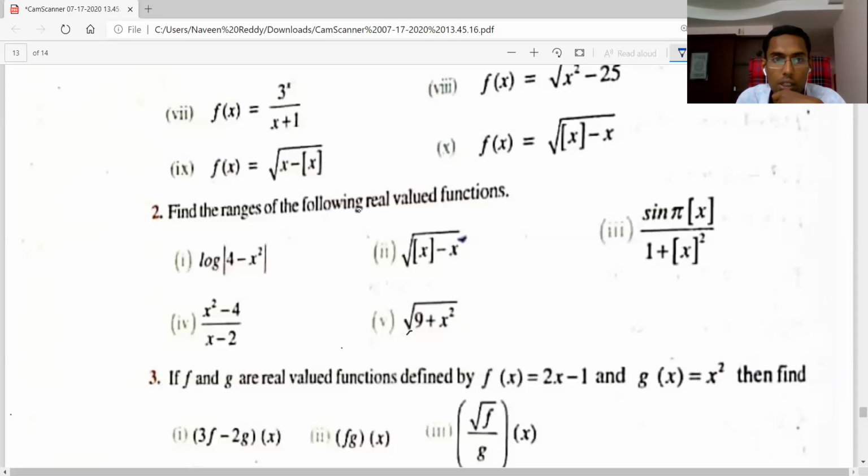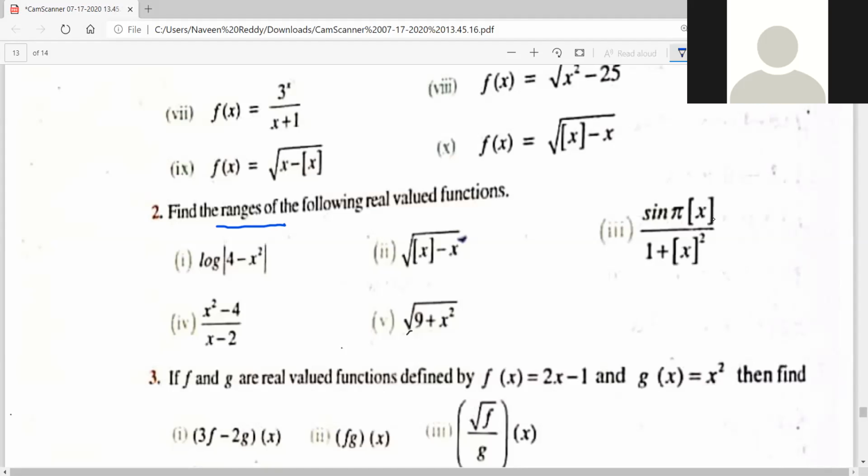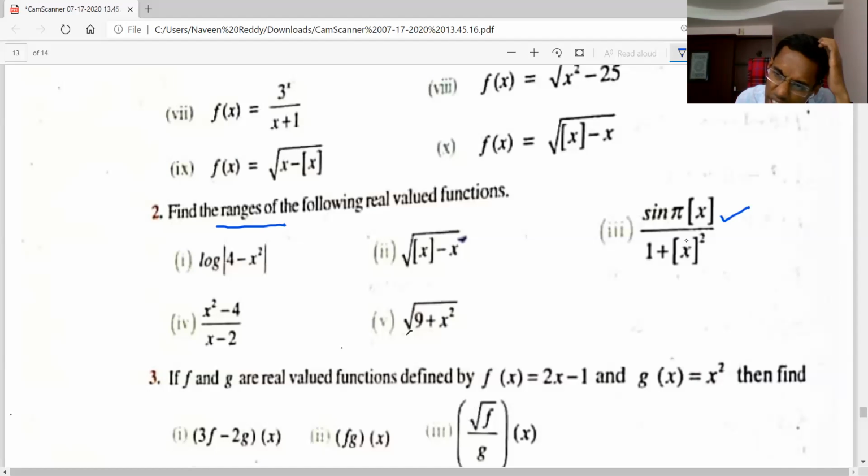Okay, now the question is this: we have to find out the range of the following function. For this, what is the range? This function, you can find out only when you know trigonometry. Sine of pi times the bracket x is n, where n is an integer, means n pi by 1 plus n square. Whatever is there in the denominator, n square, doesn't matter.